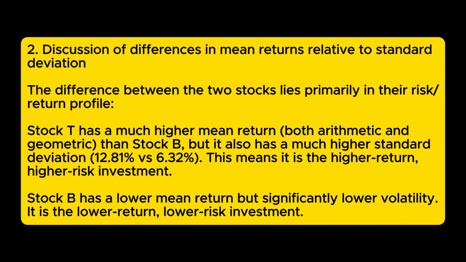Secondly, if we want to discuss the differences in mean returns relative to the standard deviation, then we have to say the difference between the two stocks lies primarily in their risk-return profile, where stock T has a much higher mean return, both arithmetic and geometric, than stock B, but it also has a much higher standard deviation, 12.81% versus 6.32%. This means it is a higher return, higher risk investment. While stock B has a lower mean return but significantly lower volatility, it is a lower return, lower risk investment.